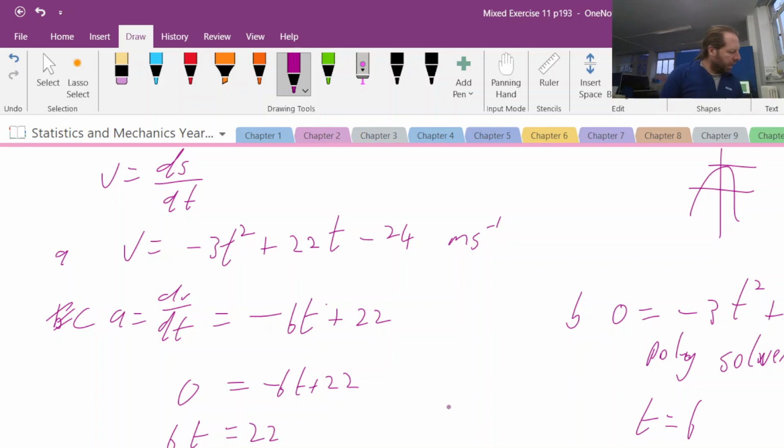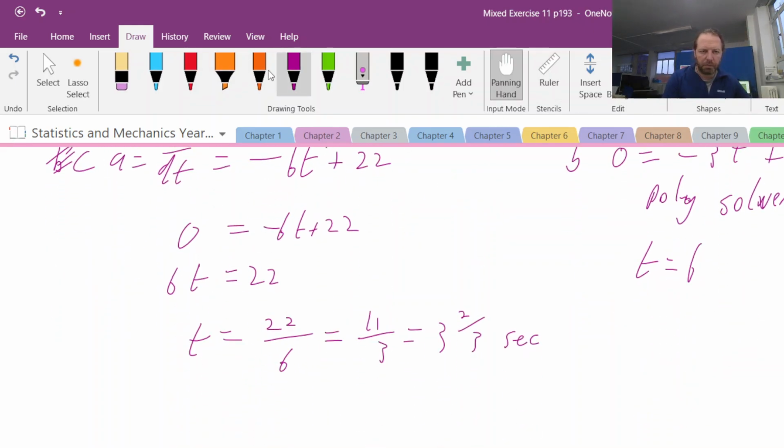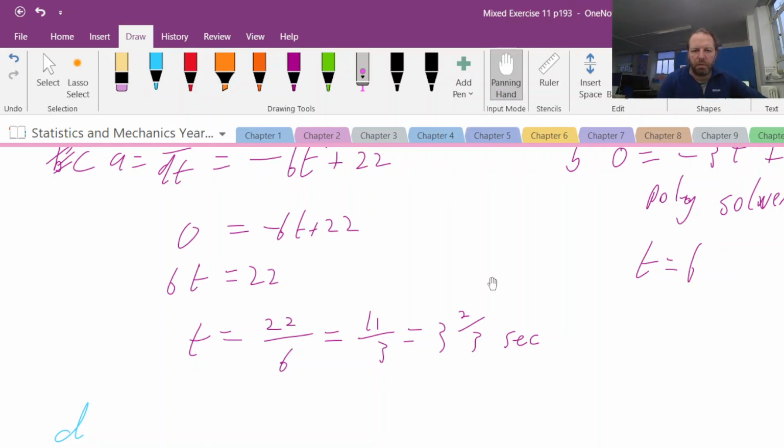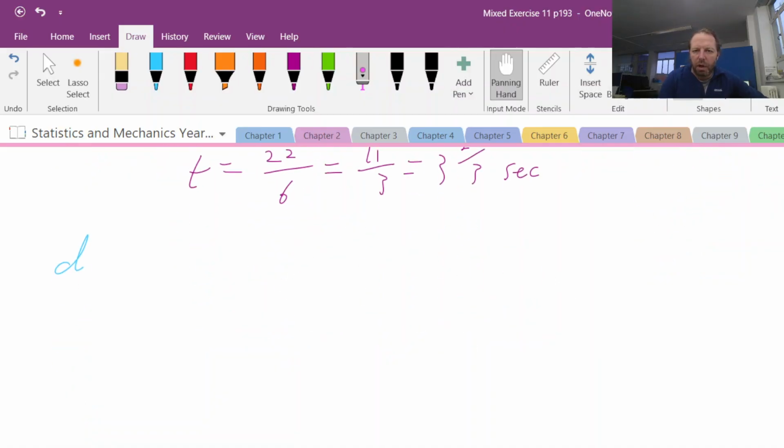Right, A, B, C, D next. D. Sketch a velocity time graph to illustrate the motion of P between 0 and 6 on your sketch. The coordinates of the points where it crosses the axis. Sketch that. Okay, well, I sort of almost did, didn't I? Right, let's have a look.